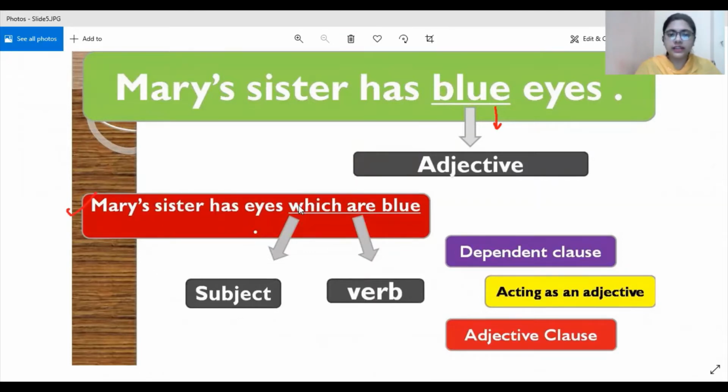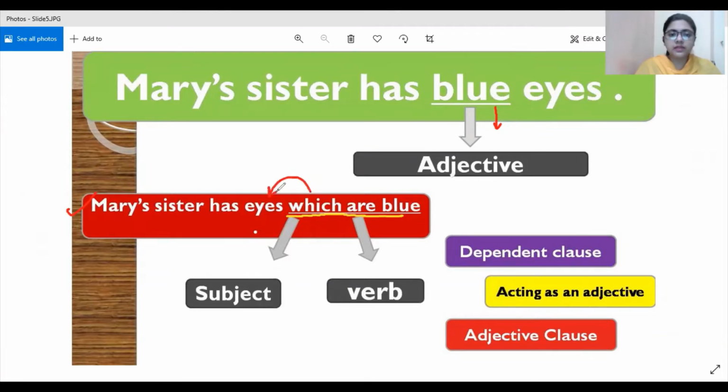When we write in this manner, it becomes an adjective clause. How did we change the adjective blue into an adjective clause? By writing it in this manner: which are blue. In this clause, which is the subject, are is the finite verb. It is a dependent clause because it cannot stand on its own. It is acting as an adjective. It is describing what? It is describing the noun eyes, isn't it?